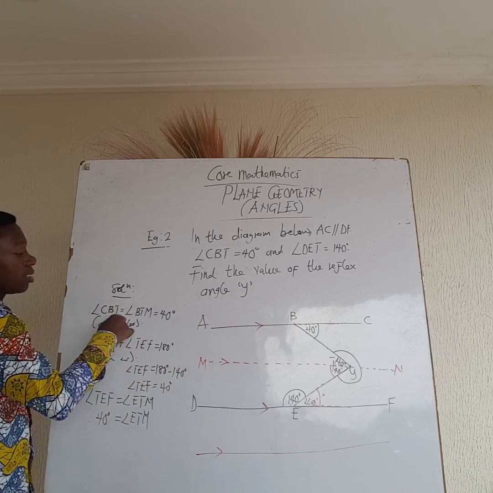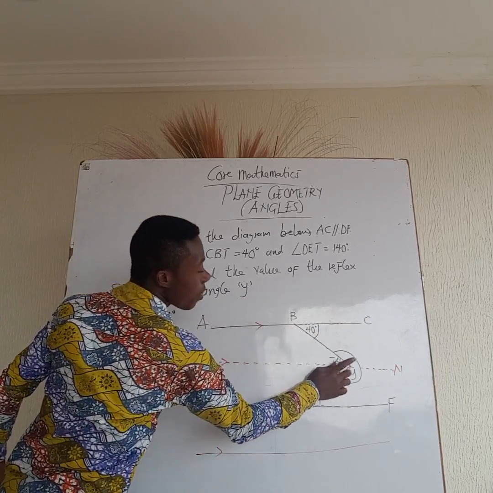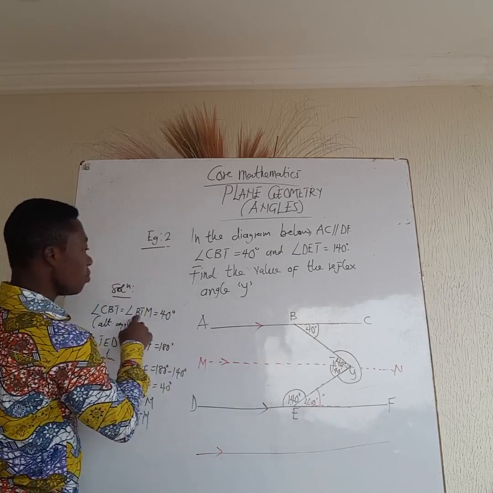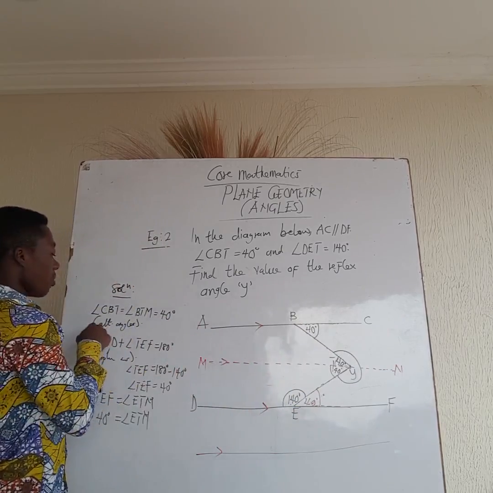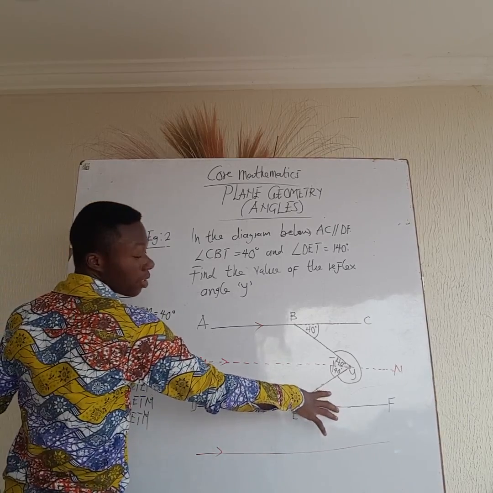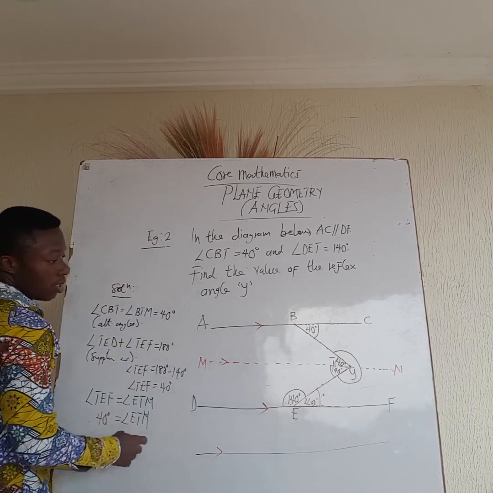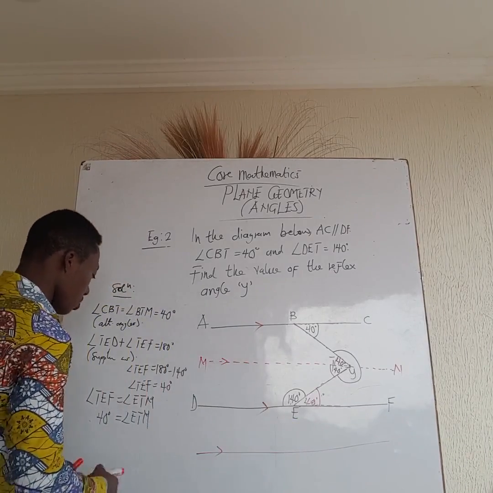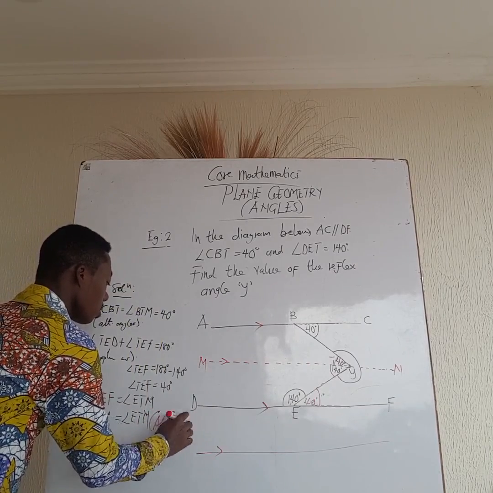That angle CBT is equal to angle BTM, which is 40 degrees. We said that was alternate angles. The same also happened here, which is supplementary angles. This angle also had 40 degrees, and we had the alternate angle for that. There was what? Alternate angles.